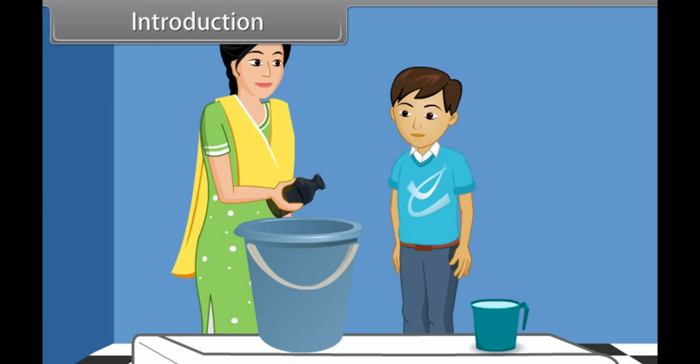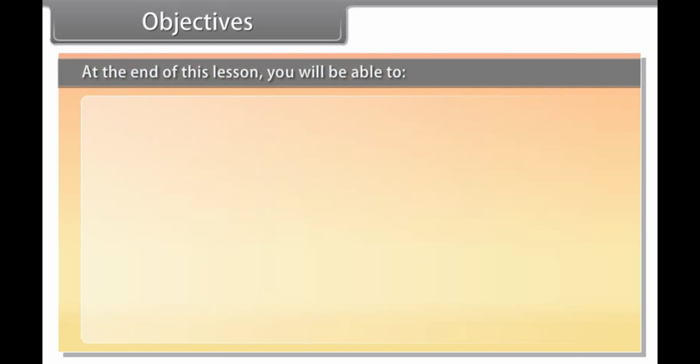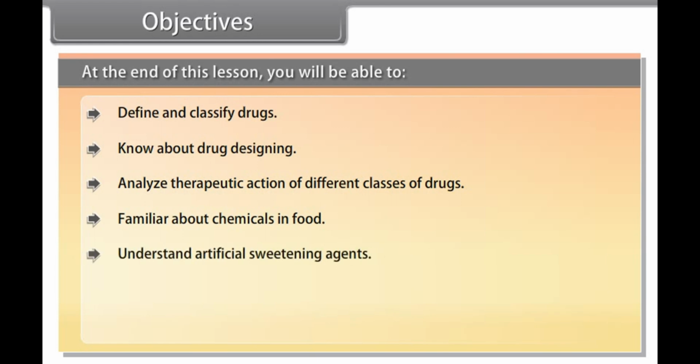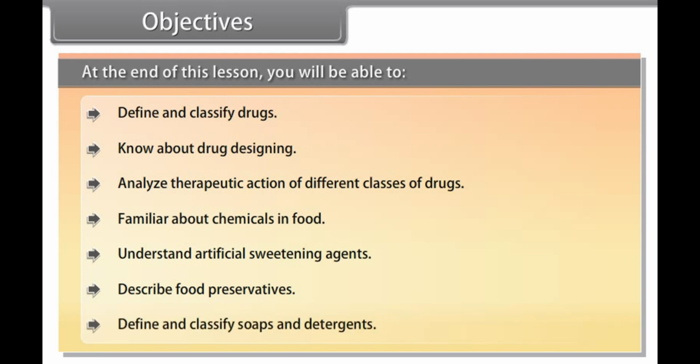Students, today we'll discuss more about this in our chapter Chemistry in Everyday Life. Objectives. At the end of this lesson, you will be able to define and classify drugs, know about drug designing, analyze therapeutic action of different classes of drugs, become familiar with chemicals in food, understand artificial sweetening agents, describe food preservatives, define and classify soaps and detergents.